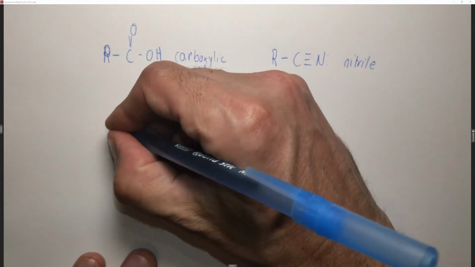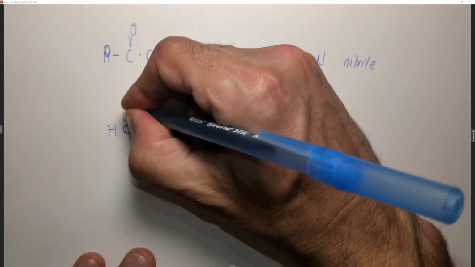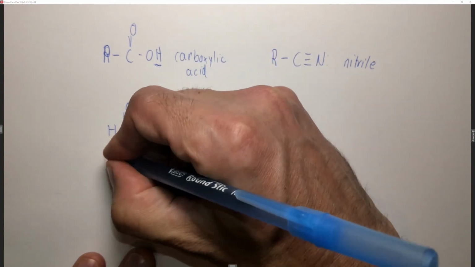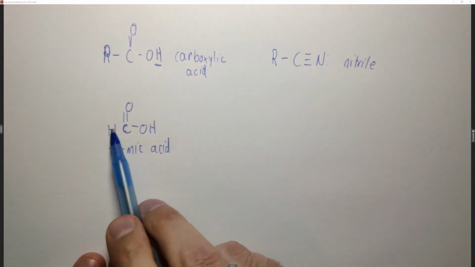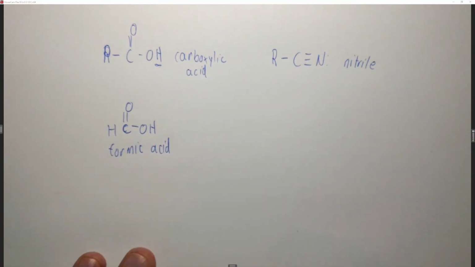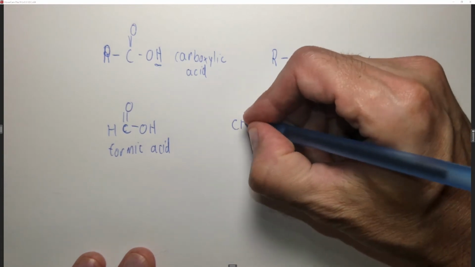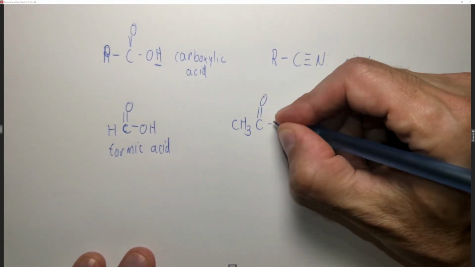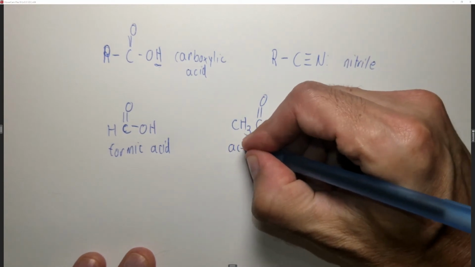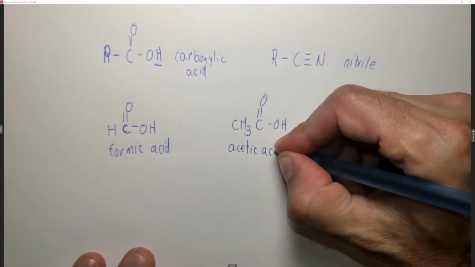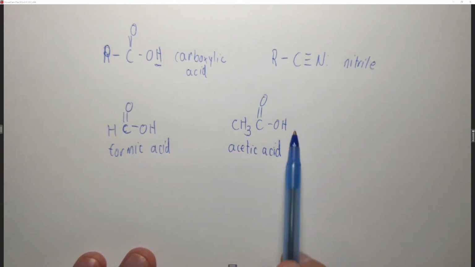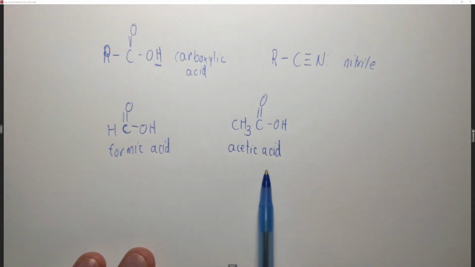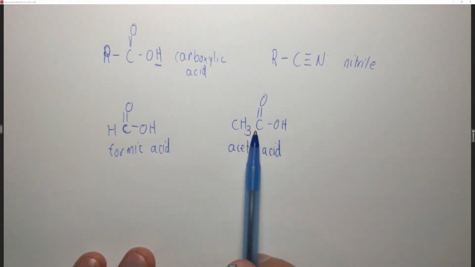If this R is an H, so we have H bond C double bond O bond OH, this is called formic acid. So no other carbon other than the one carbon is formic acid. If we have a methyl group there, CH3, C double bond O bond OH, this one is called acetic acid, which you may have heard of in general chemistry. We use this in our general chemistry labs. Furthermore, this is the stuff in vinegar. So vinegar is a 3 to 6-ish% acetic acid solution. So this is that acid.